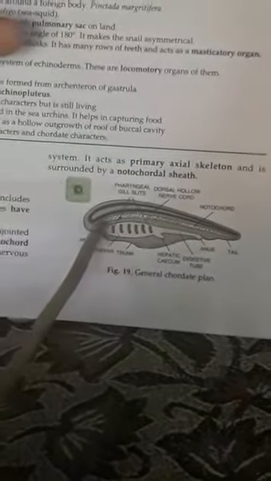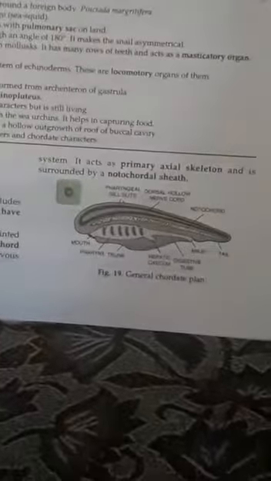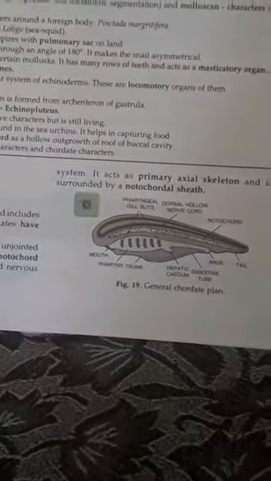In between this nerve cord and the alimentary canal, at the intermediate level, we find a semi-solid structure, and this semi-solid structure is named the notochord. This notochord-like structure we don't find starting from Porifera up to Echinodermata. Okay?